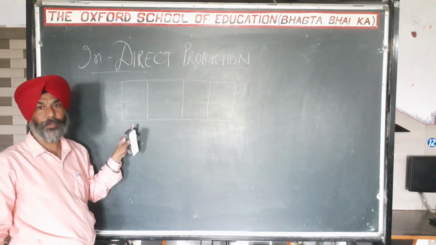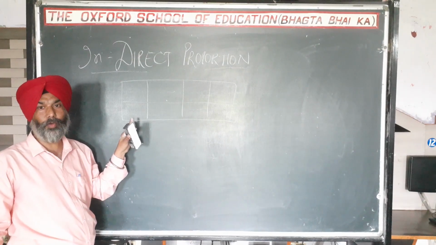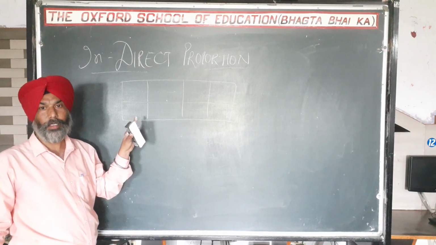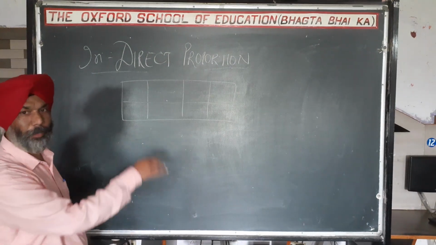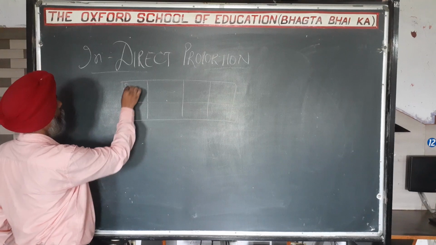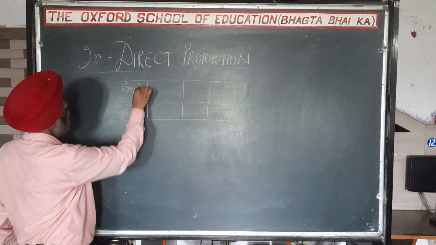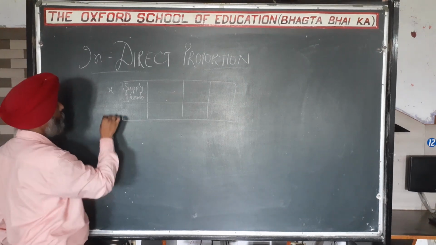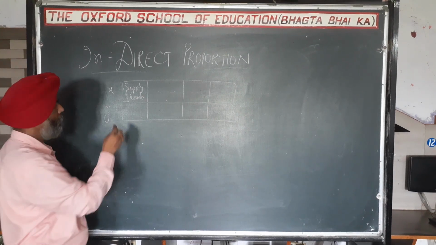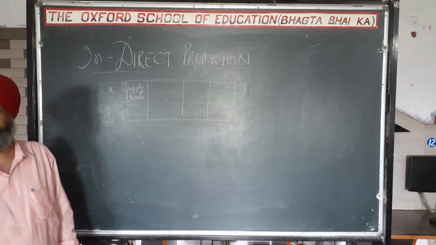What are you saying? Supply and demand. Supply of goods and demand of the customer. So one quantity can be taken as supply of goods, and the second quantity to be taken as demand. ये तो डायरेक्ट प्रोपोर्शनल हो गया। This is going to be something else.